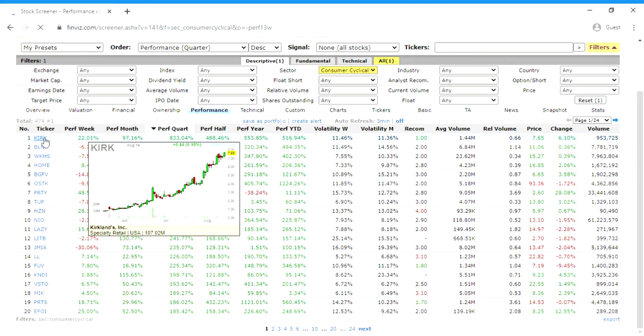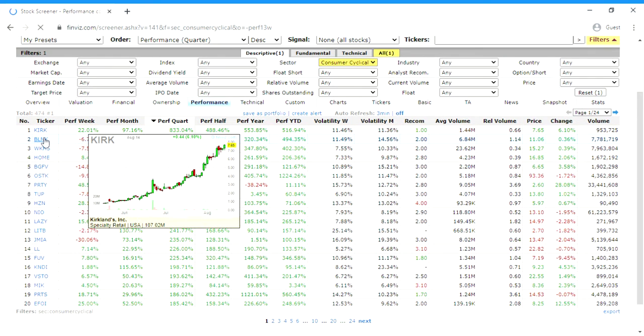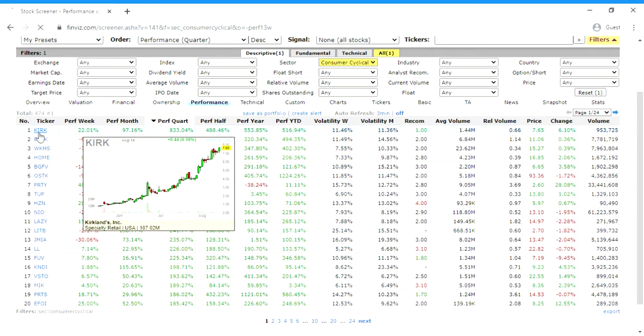But you want to keep your stop loss at about 5% from the low of the previous day. So let's say you buy in at 7.56 at the open. The low of the previous day was $7, so your stop loss in that scenario would be $6.65.